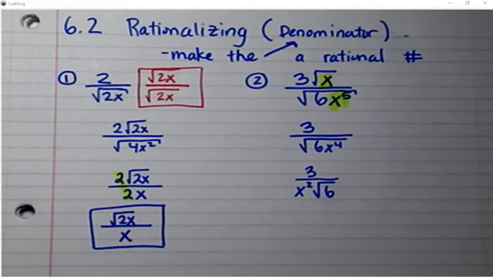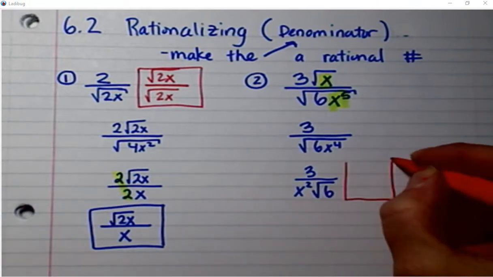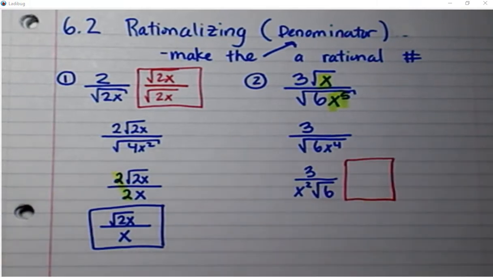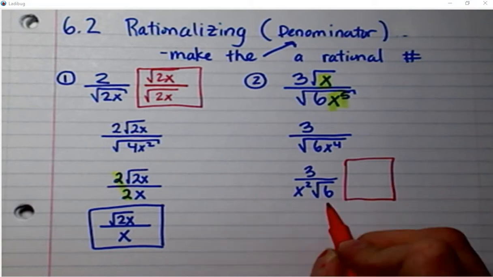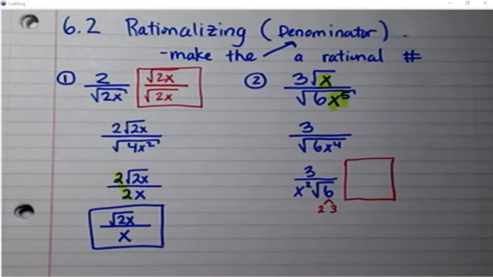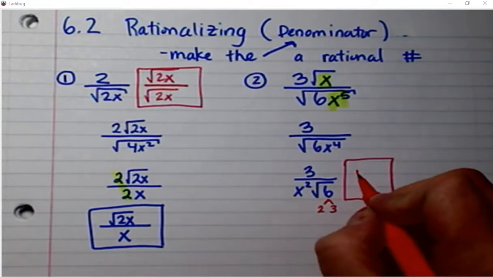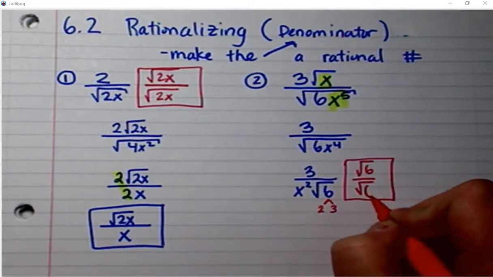You want to multiply by the smallest number possible. Not the biggest number, not just slap down a radical and do all this giant multiplication. Smallest radical possible. So you've got to think ahead about what's going to simplify. The only radical I have is 6, and 6 is 2 times 3, so there's definitely no perfect squares in there. So I'm going to multiply by root 6 over root 6.